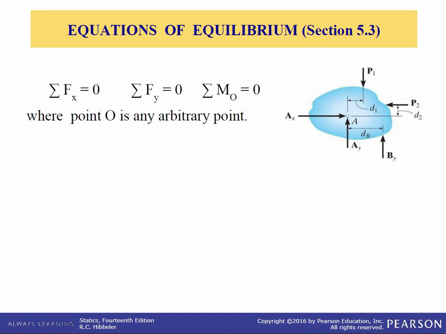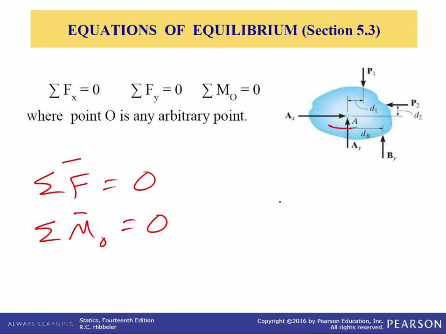Now in section 5.1, we developed the 2 equations which are both necessary and sufficient for the equilibrium of a rigid body. Namely, the summation of forces is equal to 0, and the summation of moments about any point is also equal to 0. Now, when the body is subjected to a system of forces which all lie in a single plane, which we typically call the XY plane, then the forces can be resolved into their X and Y components, as you see here.